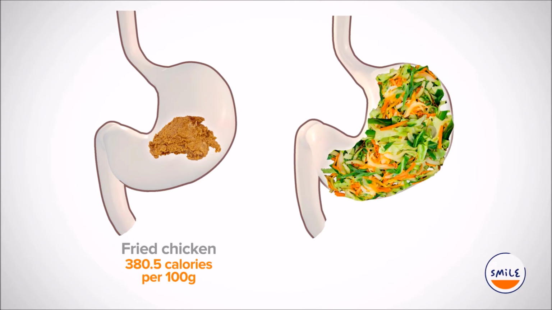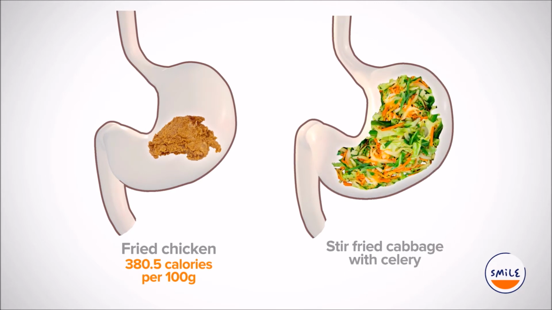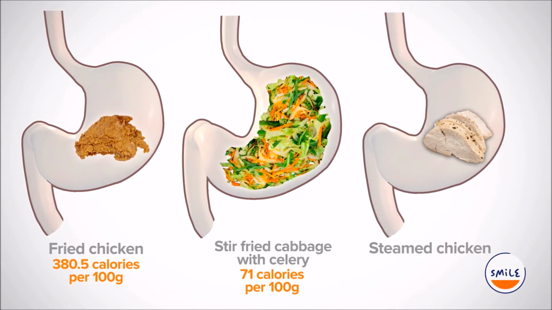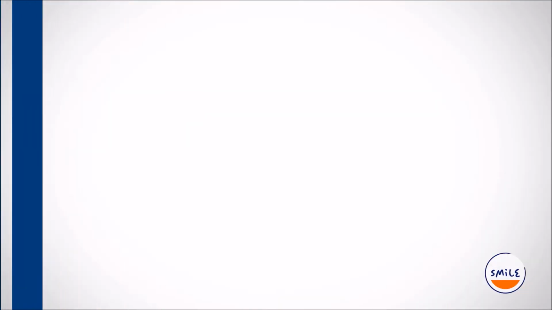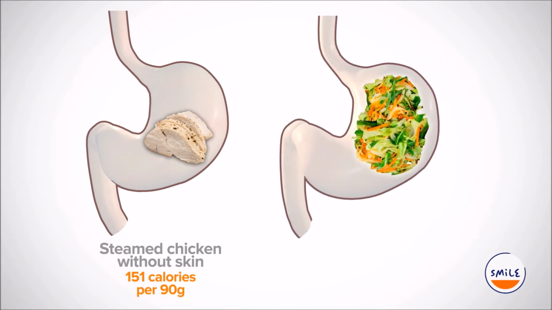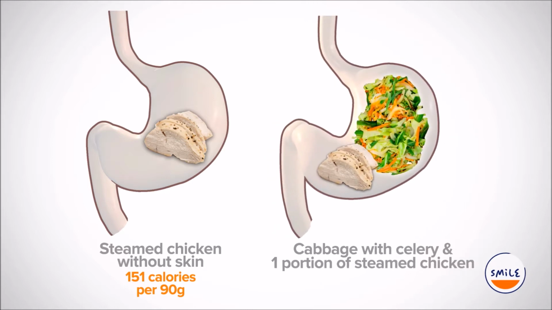On the other hand, 100 grams of stir-fried cabbage with celery is 71 calories, while 100 grams of steamed chicken without fat and skin is 168 calories. Or try 1 serving of steamed chicken at 90 grams without skin, which is 151 calories, or 100 grams of cabbage and celery with 1 portion of steamed chicken at 222 calories. Meals such as these with lean meat and vegetables are much healthier than fried chicken and will make you feel full sooner.